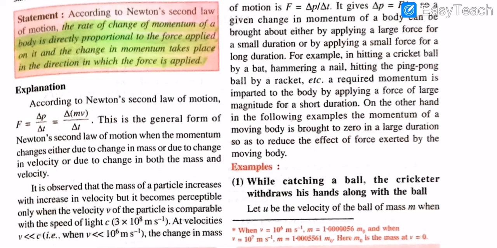Now, the statement is: according to Newton's second law of motion, the rate of change of momentum of a body is directly proportional to the force applied on it, and the change in momentum takes place in the direction in which the force is applied. Makes sense, right? Makes complete sense.